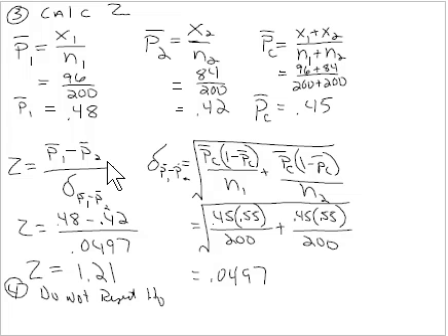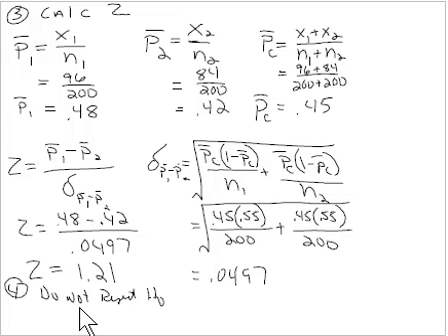Computing z, we use this formula, p bar 1 minus p bar 2, and then the standard error formula uses the p bar sub c times 1 minus p bar sub c all over n sub 1, plus p bar sub c times 1 minus p bar sub c all over n sub 2. The standard error is 0.0497, and we calculate z to be 1.21.